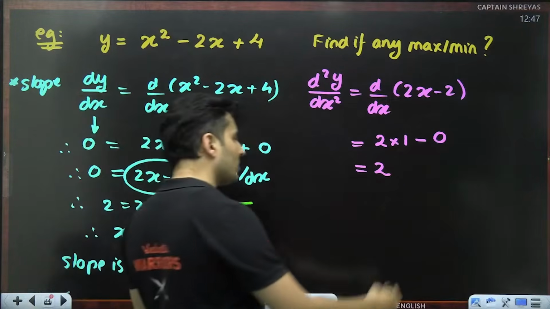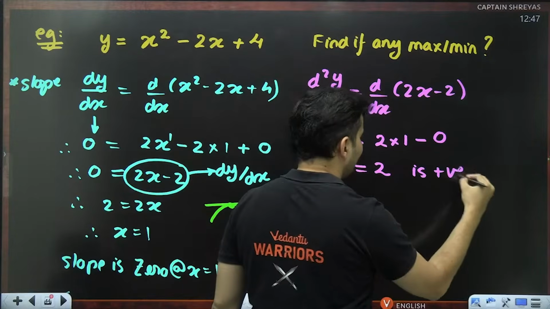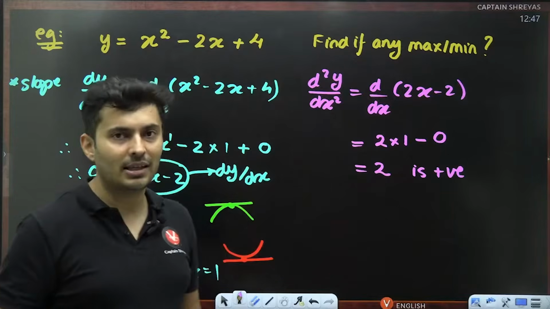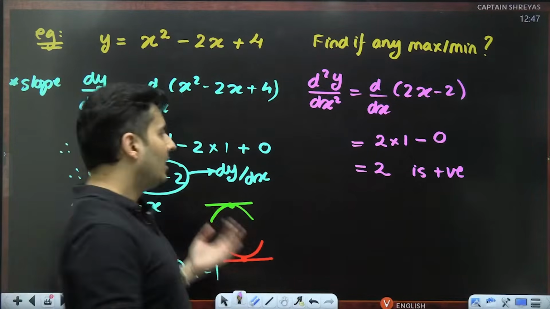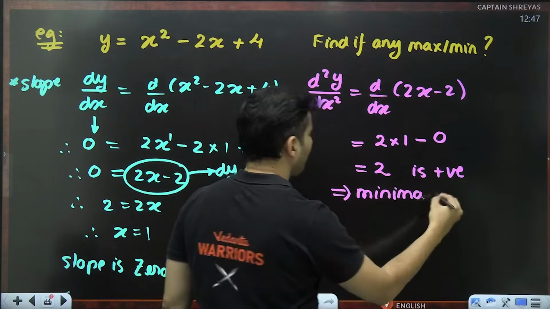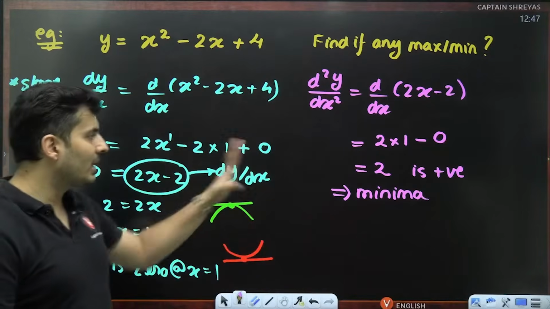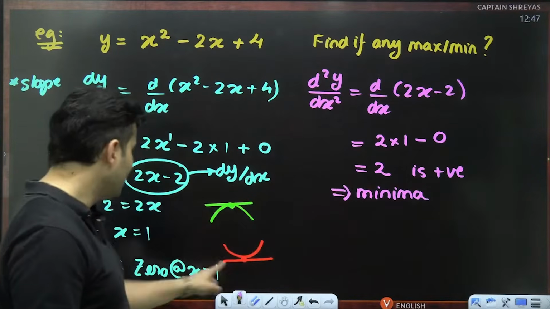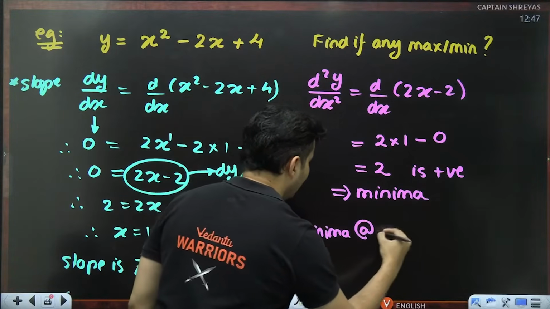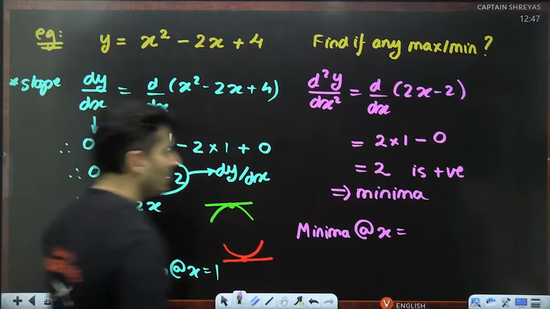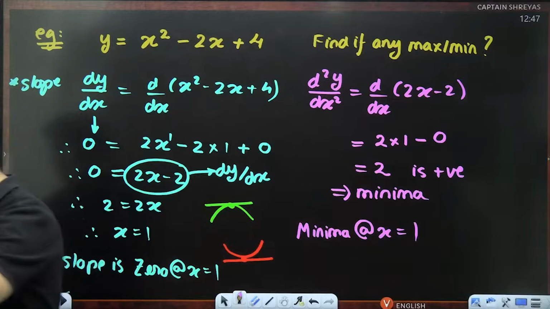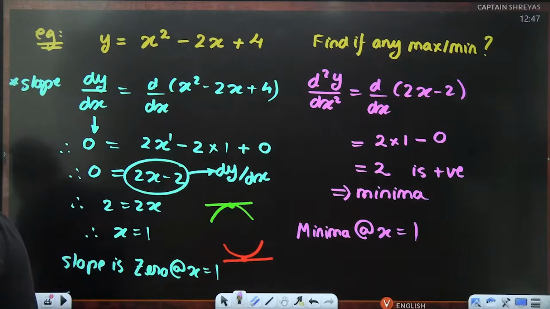Oh, interesting. This 2 is positive. If it is positive, you don't even have to check anything. If the answer is positive, it implies it has to be a minima. The only thing in the problem is a minima. There is no maxima in the question. So hence, there is a minima at x is equal to 1. We found the point, but where is that point? At x is equal to 1. Got it? Everybody with me?